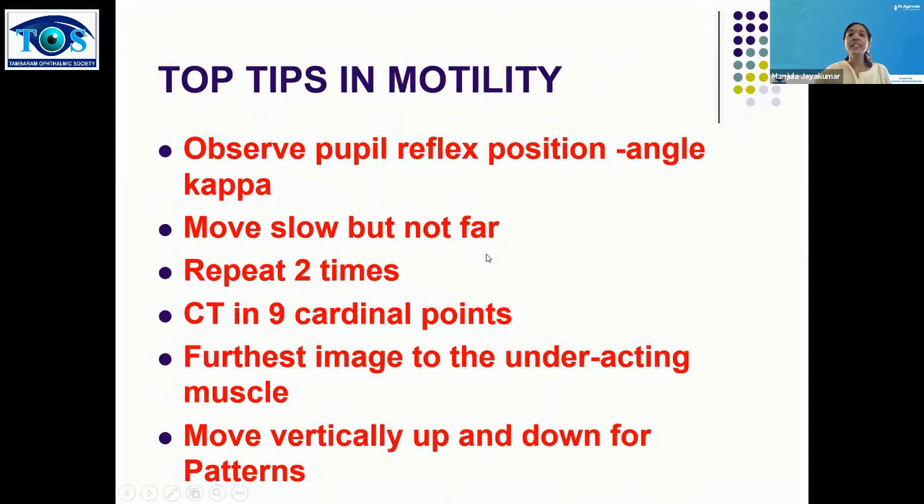Your tips in motility are: observe your pupillary light reflex, look at angle kappa, move your torch slowly. It's good to have a pointed torch, but most of us don't have that kind of torch, but a pointed torch is much better because the patient will be able to fixate on it better. Repeat your motility test at least 2 times. Do your cover test as you're doing your motility test in the 9 cardinal positions. And in case the patient has diplopia, the farthest image belongs to the underacting muscle. And move your torch up and down to assess for patterns.